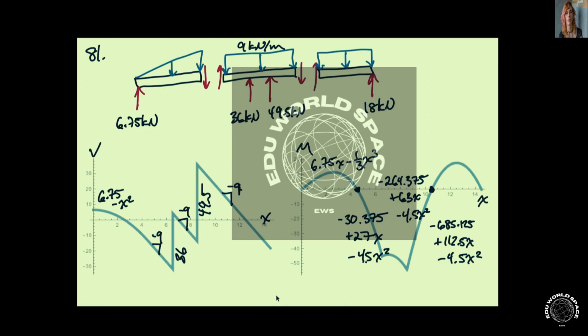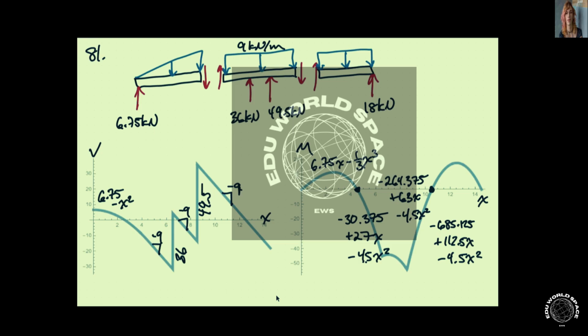These reaction forces are really all that we need to get the shear and moment diagrams. The reaction force at the left end comes out to be 6.75 kilonewtons. In the middle, on the left side, we have 36 kilonewtons. On the right side, we have 49.5 kilonewtons. And on the support at the right end, we have 18 kilonewtons.